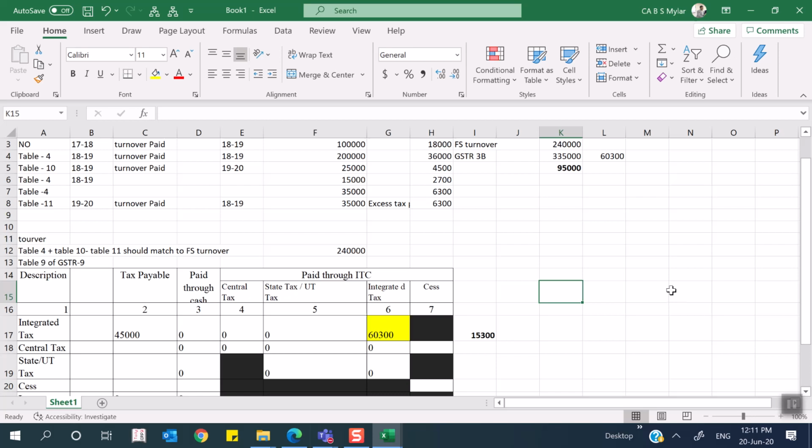6,300 last year payment, 1920's payment, sir. And 18,000 is 1718's payment.